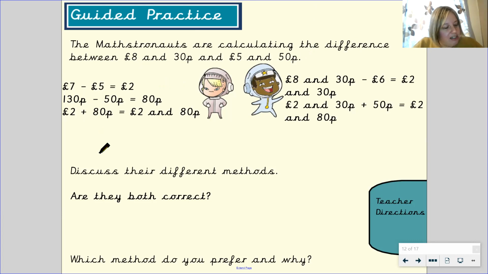Let's look at the next calculation. The second astronaut subtracts £6 and he compensates by adding 50p. So let's break that down into steps. £8 and 30p, take away £6 equals £2.30. So he's made this into £6 so that he's got a number to take away from. Then he's added the 50p that he's borrowed back in. They are both correct, but you've got to think about which method you would find easier to solve the problem.